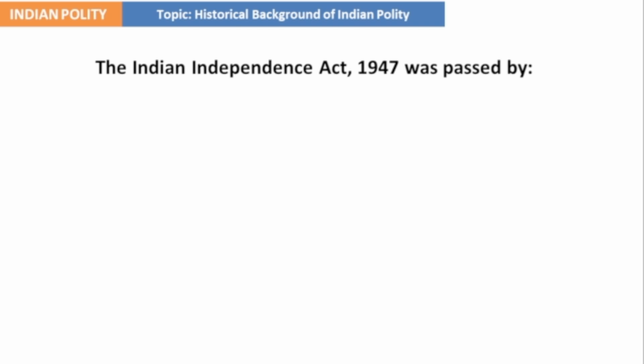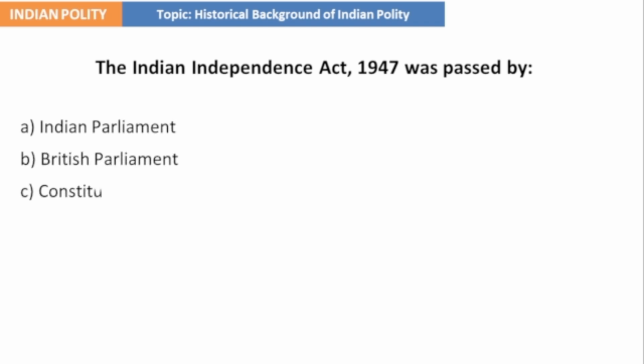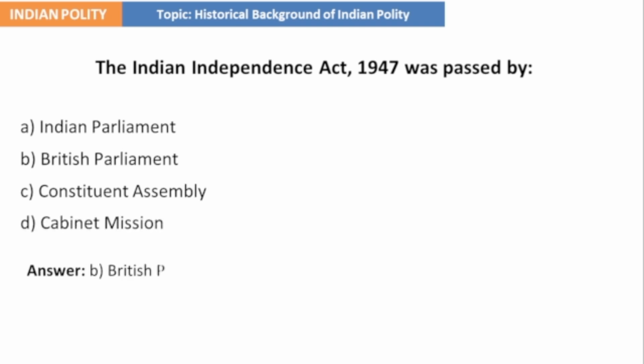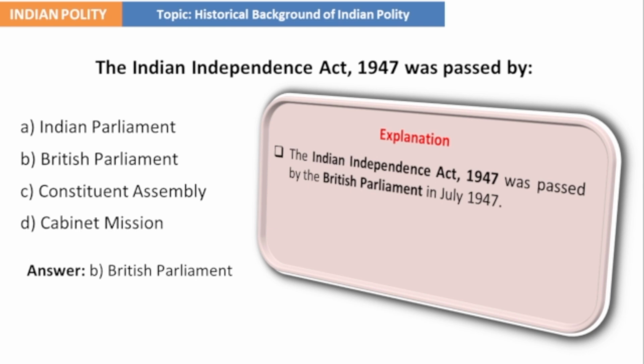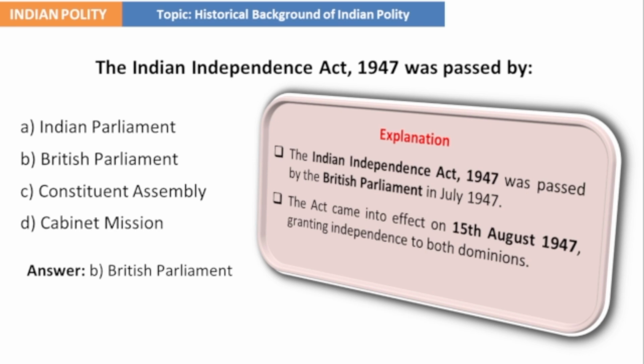The Indian Independence Act 1947 was passed by... Right answer is option B, British Parliament. The Indian Independence Act 1947 was passed by the British Parliament in July 1947. The Act came into effect on 15th August 1947, granting independence to both dominions.